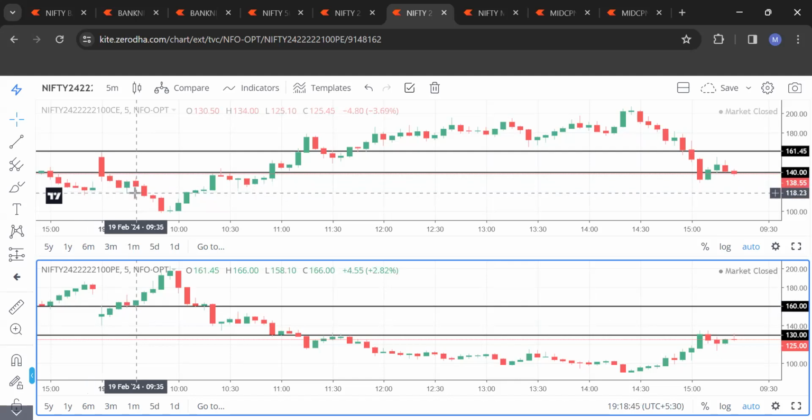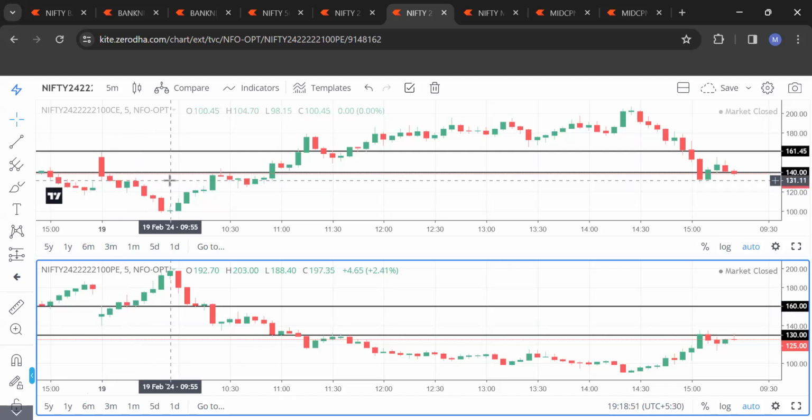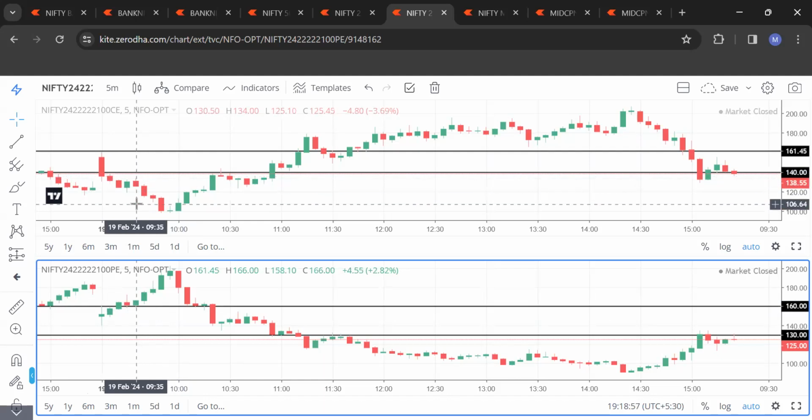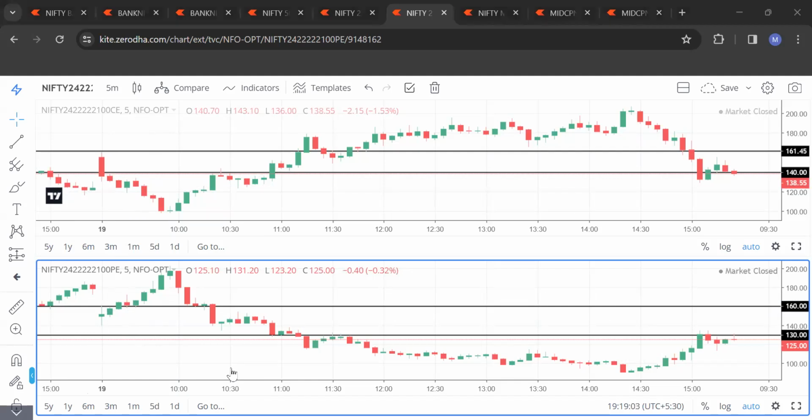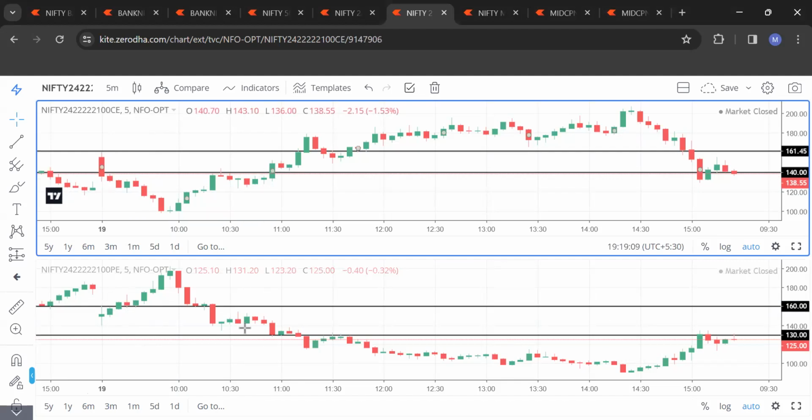Now here you got B. Why? Two conditions. It has to be a red candle and it should not be connected or touching or intersecting the upper line. See, this high is 134 and the upper line value is 140. So this is B. Okay. This is B.